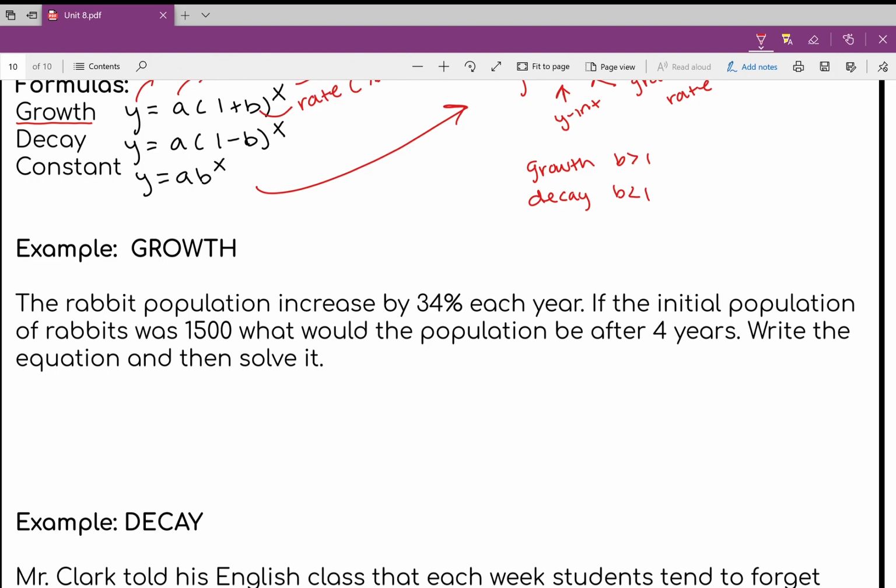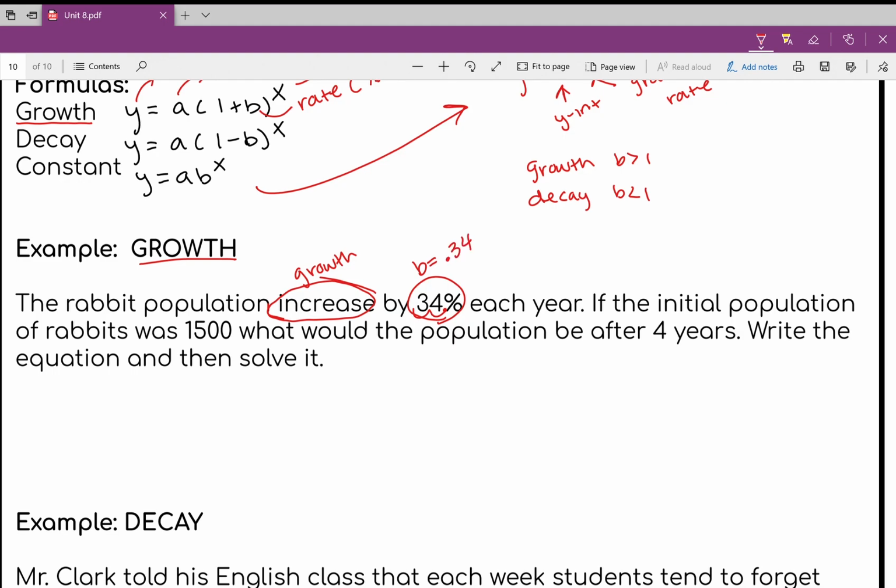If I go through here, it says the rabbit population increased. Since it says the word increase, I know it's a growth. And I know I wrote growth here in the example, but in tomorrow's video, I won't be labeling if it's a growth, decay, or constant. You have to know that just by the words. Then this 34% is our B value. But since our B value has to be a decimal, we have to turn 34% into a decimal. If we look at the decimal point here and move it 2 to the left, this becomes 0.34.